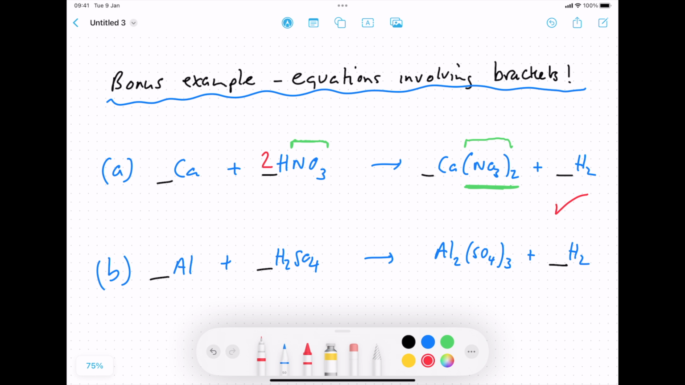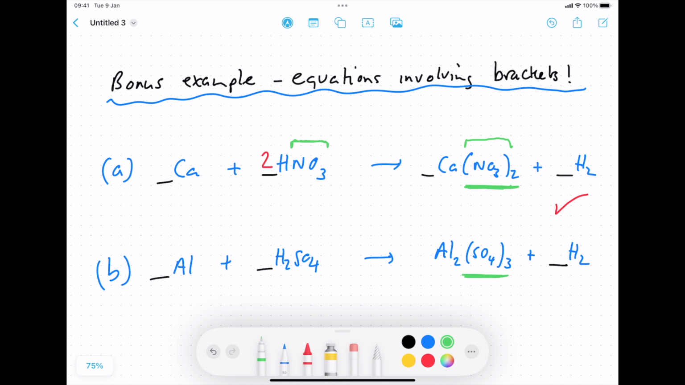I can see on the right hand side 3 sulfates, and on the left hand side you have 1 sulfate there. So the number I will use on the left hand side will be 3. Now obviously that will change the hydrogens on the left hand side. So we can see there are 3 times 2 is 6 hydrogens on the left. So now I need to make the hydrogens on the right the same by doing this. And now the hydrogens are balanced. Finally, the aluminiums, 2 on the left. And that is now balanced.